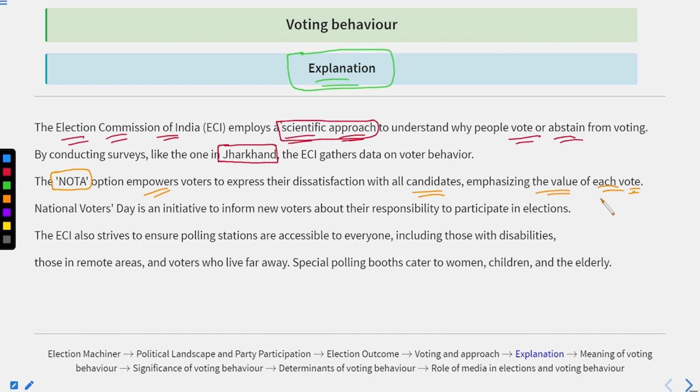Why? Suppose there is someone in the country who is 18 years old or above. There are 10 candidates contesting in the election, and the person is not satisfied with any of these 10 candidates. He thinks that none of them meets the standards he wanted to see in the leader he is going to choose. So what will happen? He will simply abstain from voting. Got it? He will not vote.